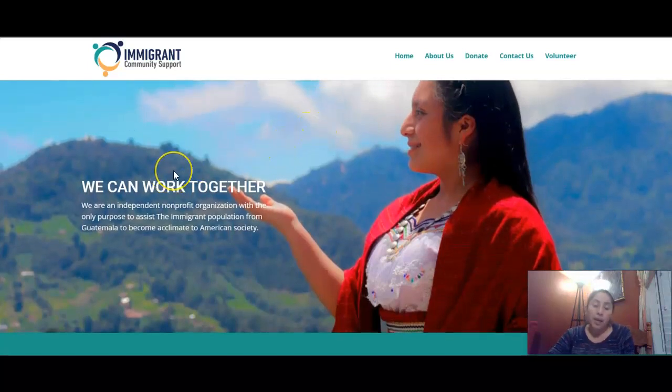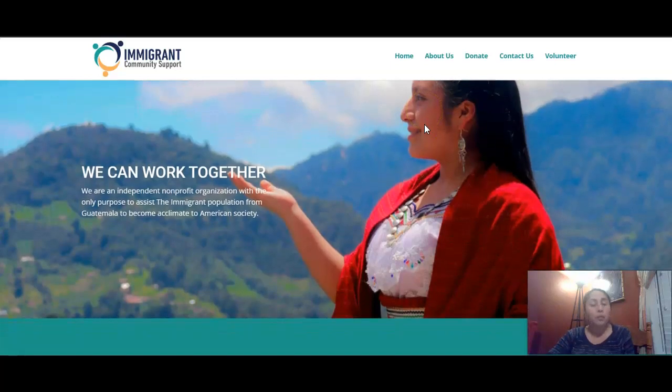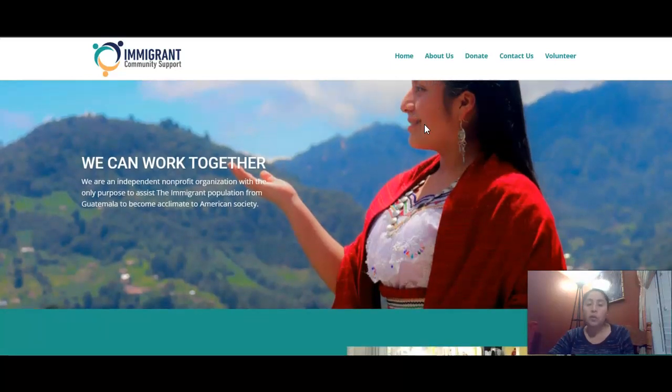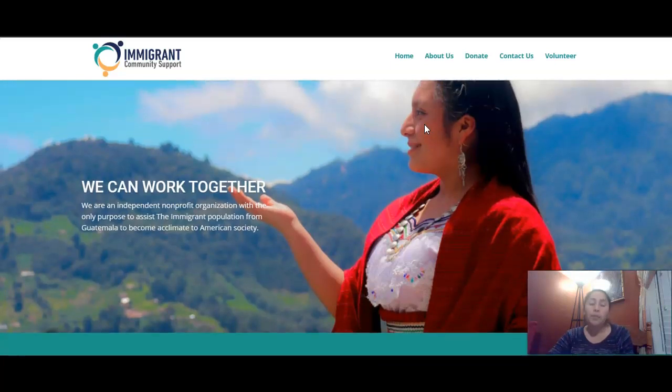The main point for this organization is we're an independent nonprofit organization with the only purpose to assist the immigrant population from Guatemala to become acclimated to American society. Most of the people that move here, most of them, don't even speak Spanish. They speak dialects. Some of the most common dialects are Ixil and Quiche. And I wanted to explain through this website some of the main reasons why they need help.